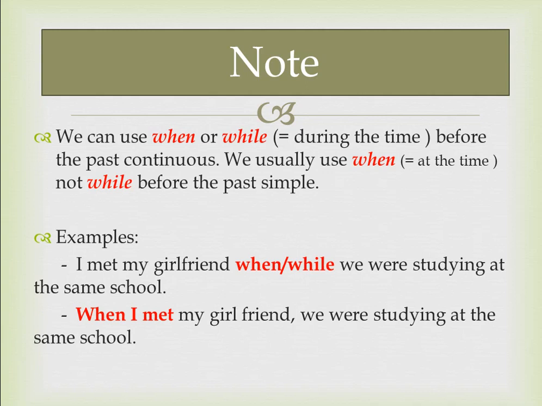I met my girlfriend, and you can use when and while, we were studying at the same school. This is when and while, and we use it before past continuous. Here is past continuous. One more: when I met my girlfriend, we were studying at high school. So we usually use when, not while, before past simple. Here when is before past simple. We usually use it like this.